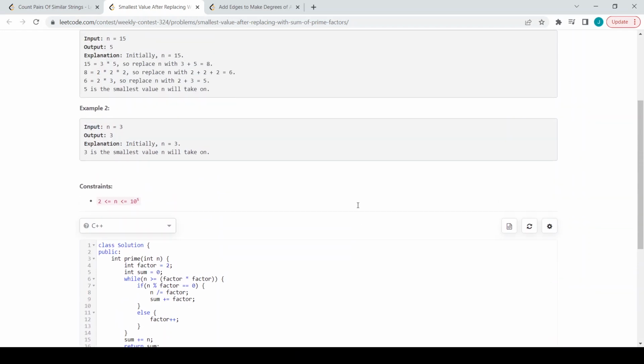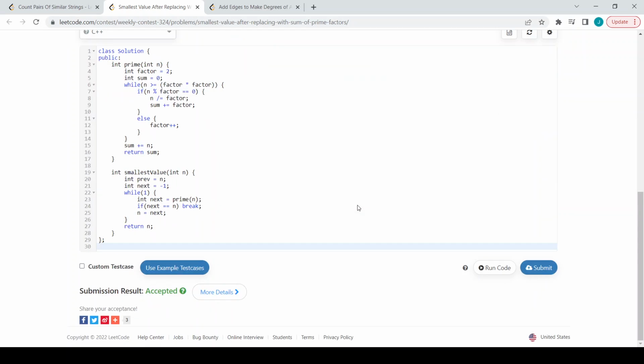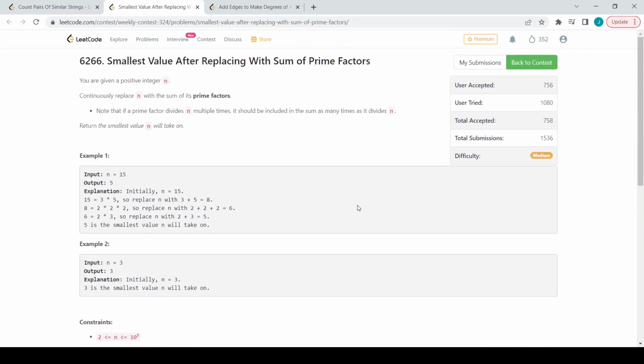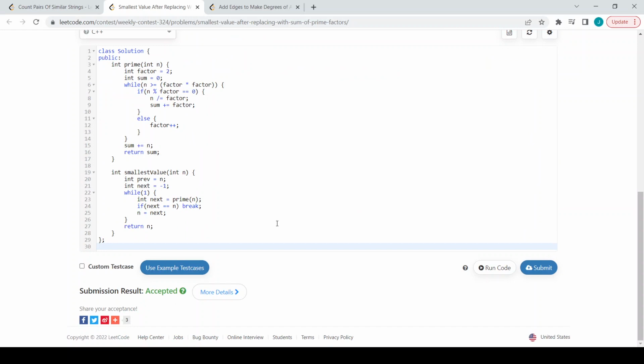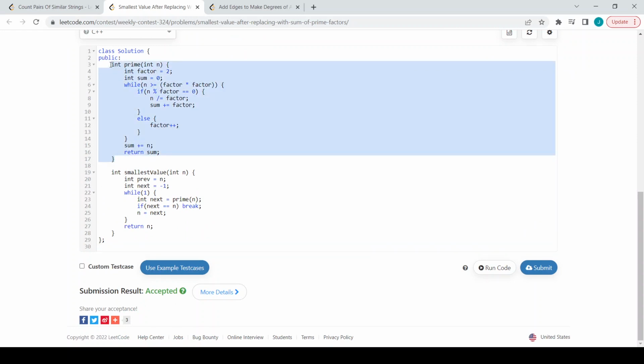And yeah, that's it for this video, and I hope you understand this problem. I suggest you solve it by yourself. If you do not know prime factorization, it will be a good learning to know it, at least by now.